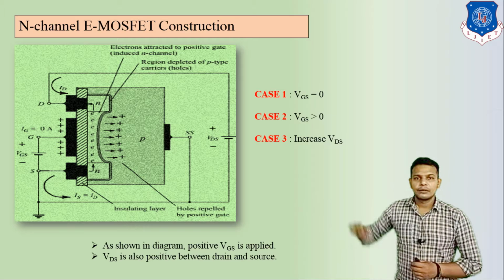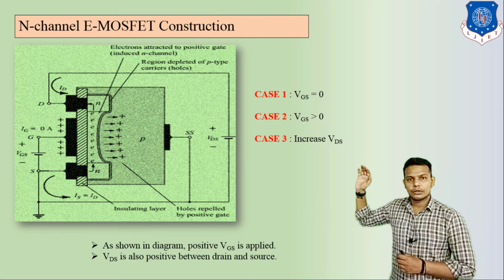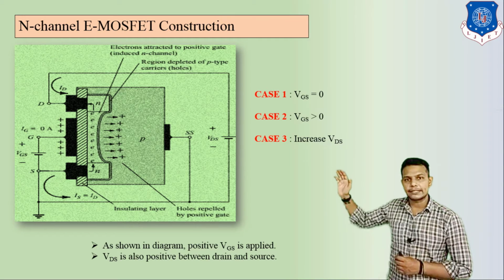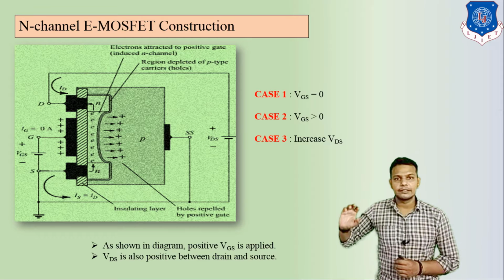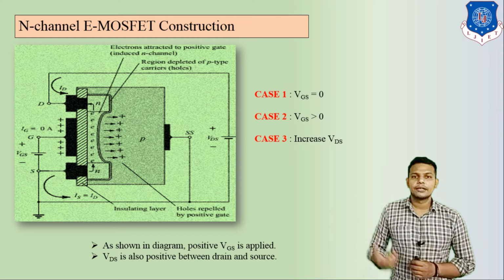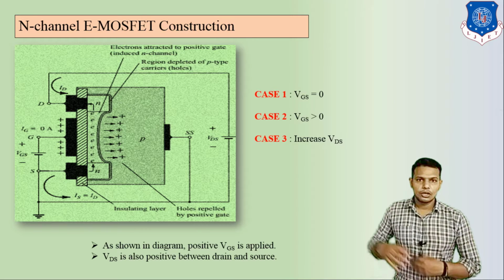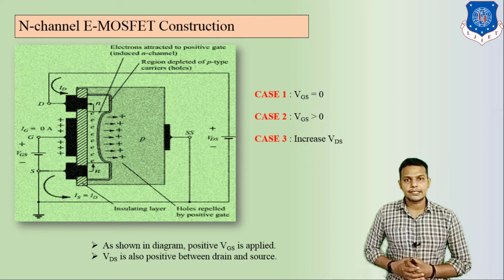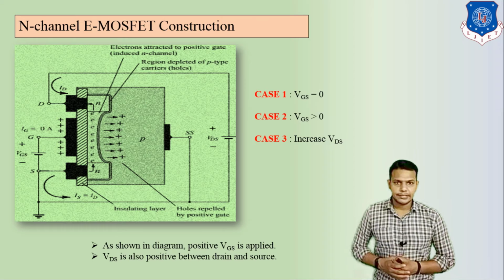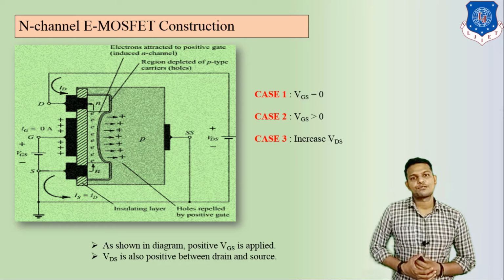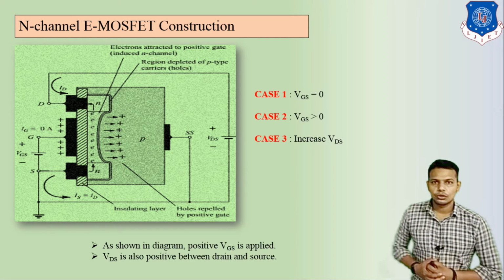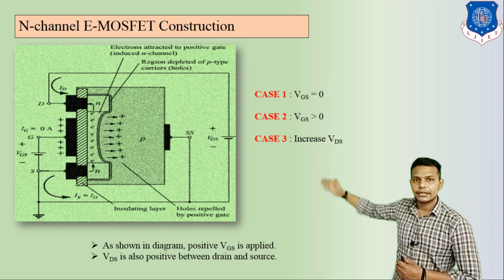Now here we are going to conclude these three cases, and after the three cases we plot one graph which is known as characteristics. It is also known as drain characteristics and output characteristics, along with transfer characteristics. So those three cases are here.